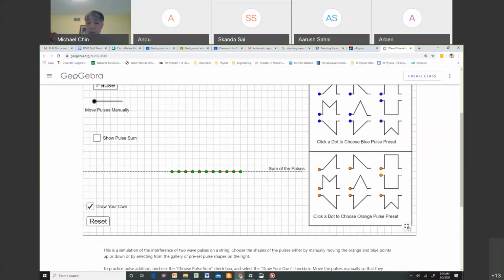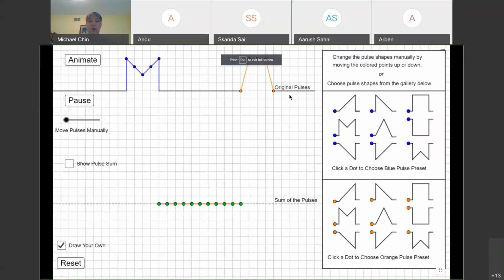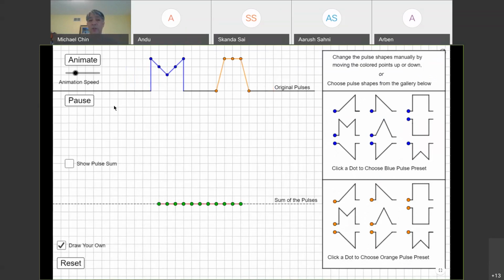You should see a blue wave and an orange wave on the top screen here. If I animate them, they start moving towards each other, and then at some point they overlap. And then they keep going, because a wave is just energy. The energy doesn't bounce off of each other. They keep going.